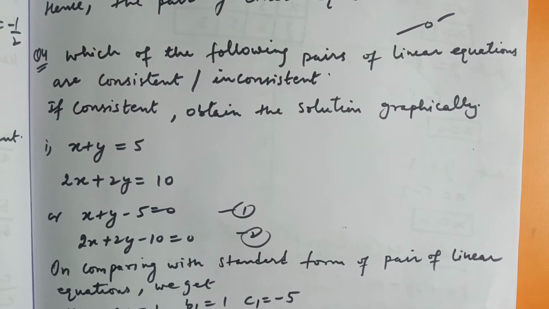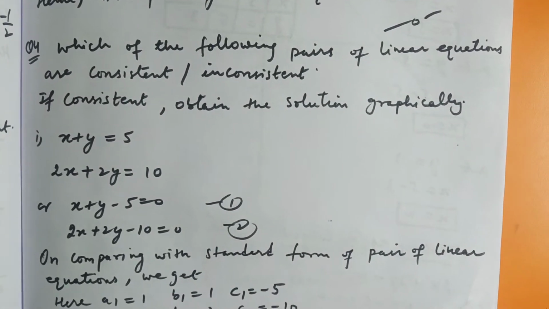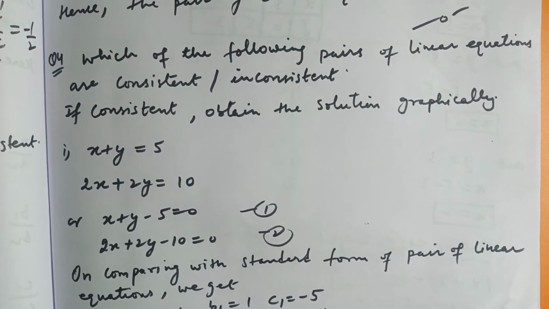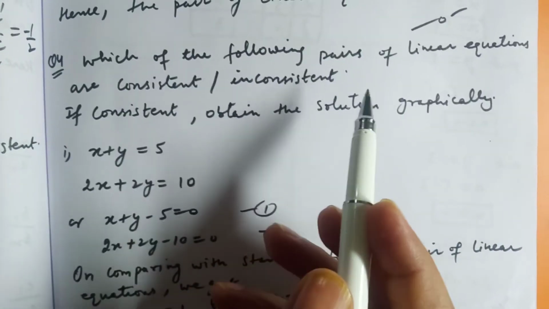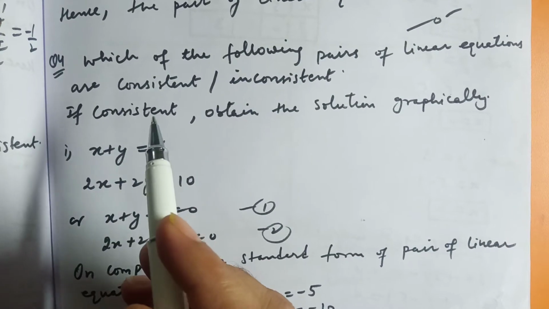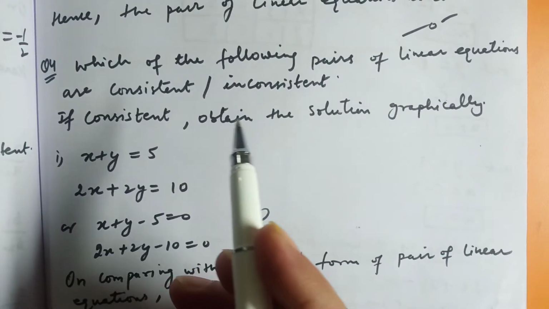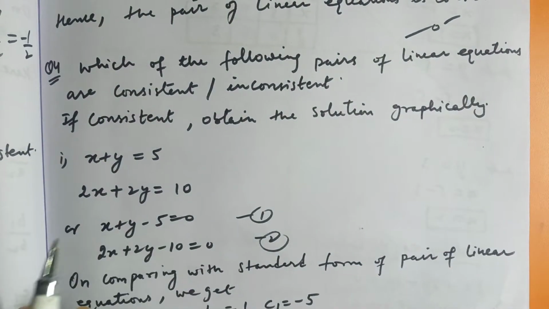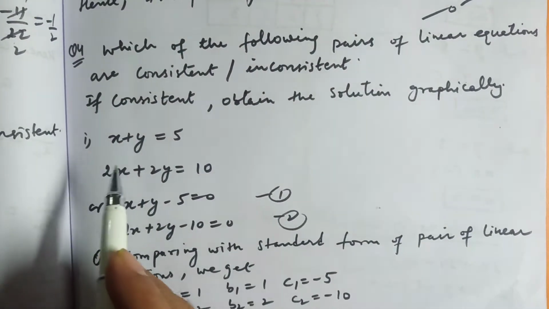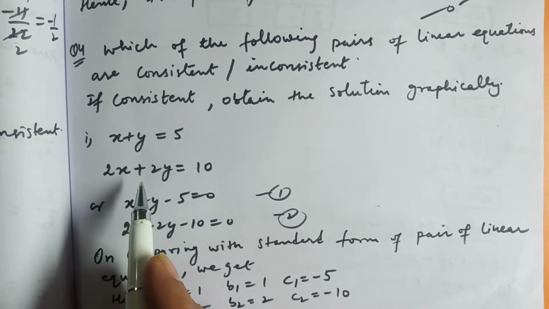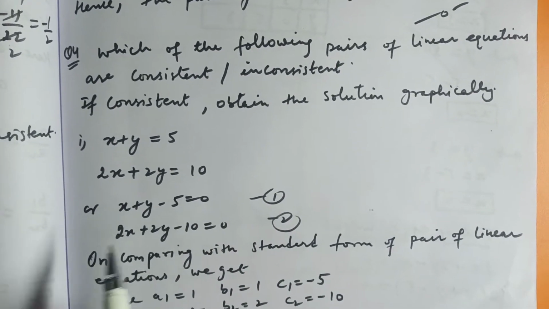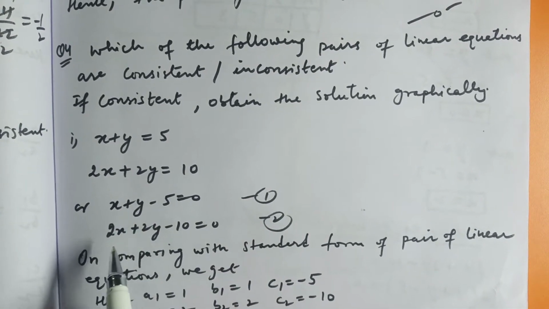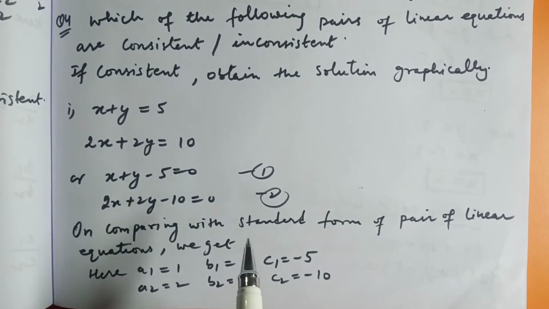Today I am going to start your math chapter, a pair of linear equations in two variables, exercise 3.2, question number 4. Which of the following pairs of linear equations are consistent or inconsistent? If consistent, obtain the solution graphically. First part: x plus y equal to 5, 2x plus 2y equal to 10, or x plus y minus 5 equal to 0, first equation, 2x plus 2y minus 10 equal to 0, second equation.